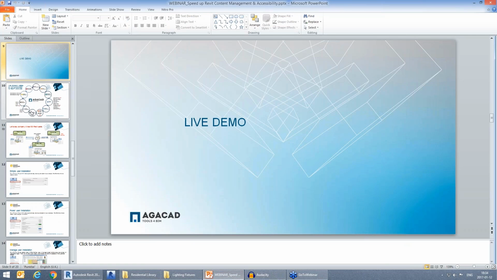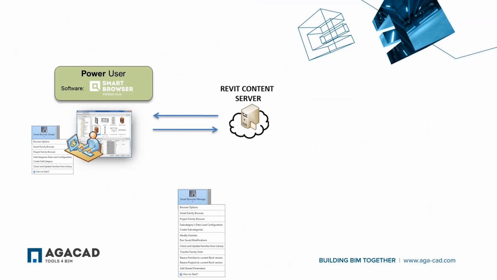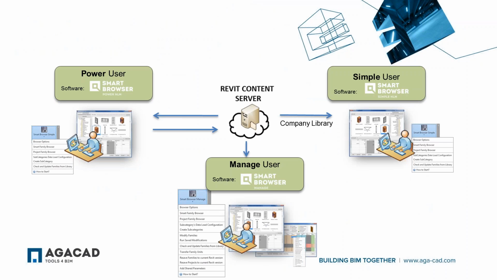Okay, I'm coming back again to my slides. So this is the list of all products which we have developed. Actually, we have products for different areas, and today we talk about Smart Browser group, and here mostly about Smart Browser Manage, but at the same time we have simple and power versions of the browser, and I will try to explain what the differences between them are.